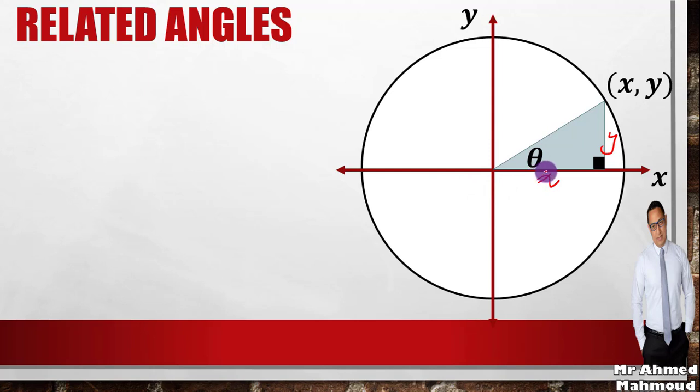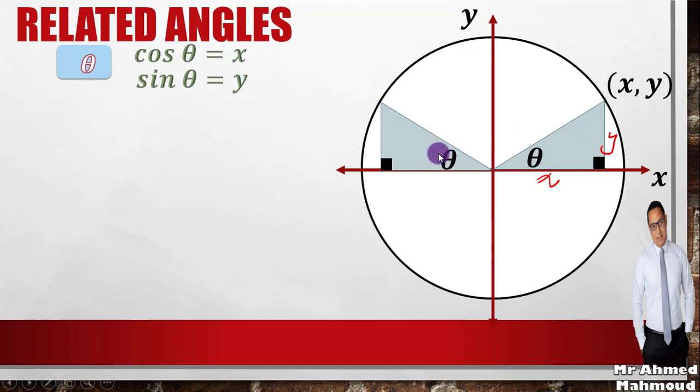Now, by looking here, the cosine of the angle equals x and the sine of the angle equals y. Again, cosine of the angle equals x and the sine of the angle equals y. If I reverse the angle to be in the second quadrant, this angle is called a related angle to this angle, because we have here two congruent triangles. The hypotenuse is the same, and we have the same theta, and we have a right angle, so those two triangles are congruent. So theta here and here are equal, so they are related angles.